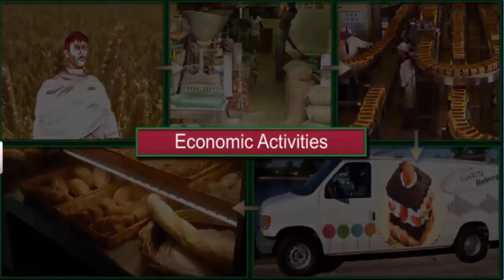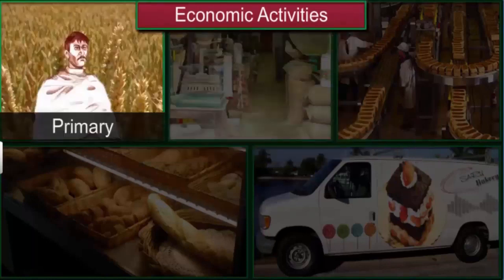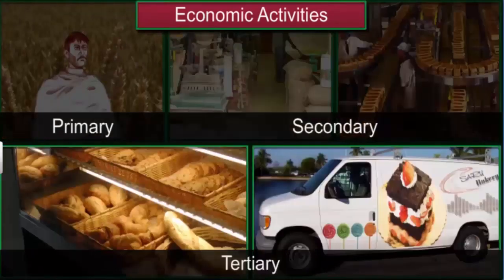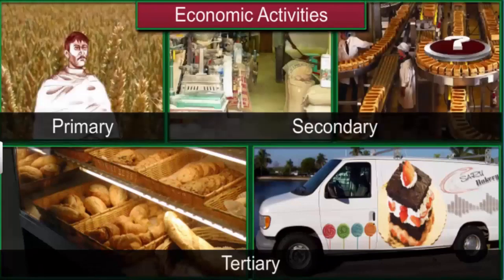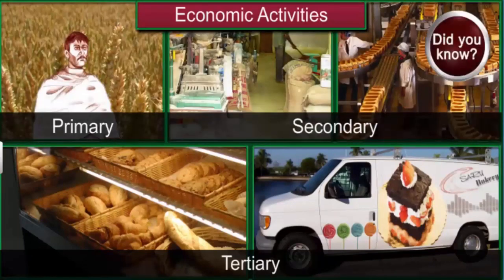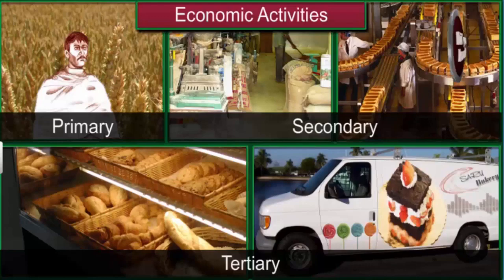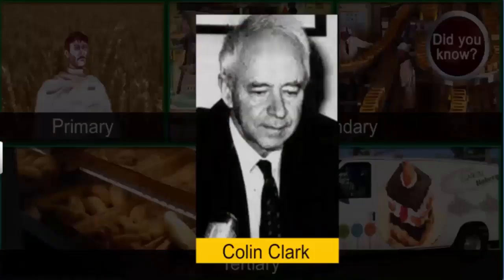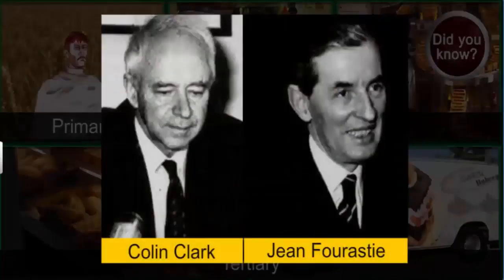Economic activities are classified into three different groups called the primary sector, the secondary sector, and the tertiary sector. Did you know the three-sector hypothesis that divides the economic activities into primary, secondary, and tertiary sectors was developed by Colin Clark, a British economist, and Jean Forestier, a French economist?